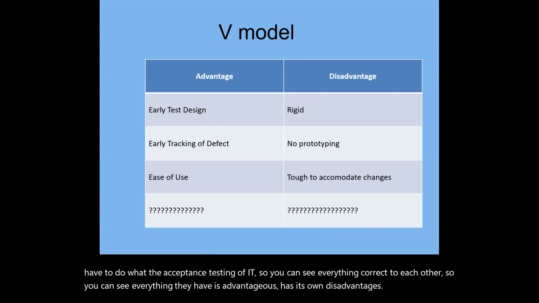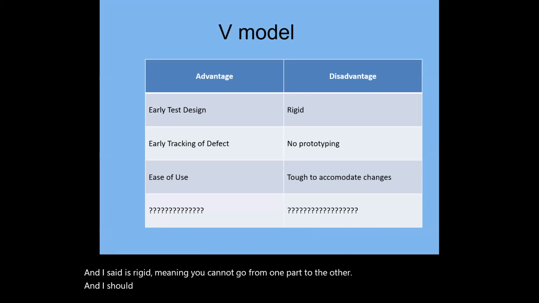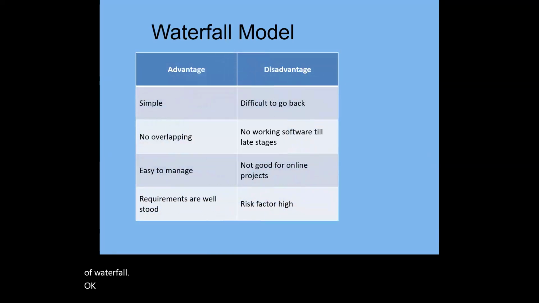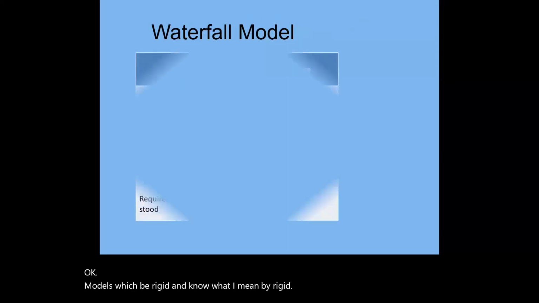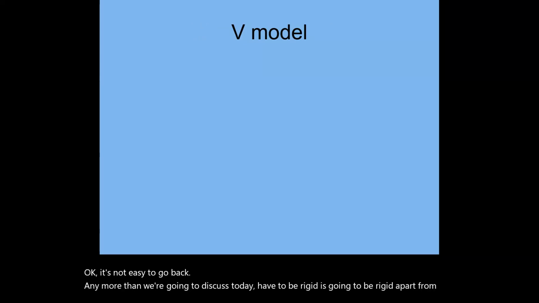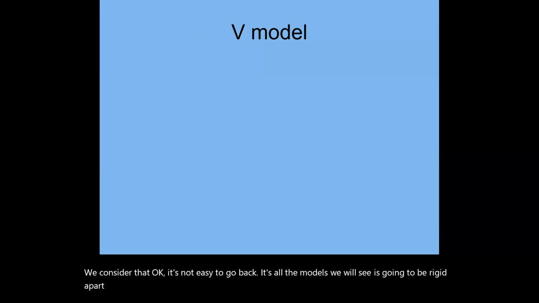And I said it's rigid, meaning you cannot go from one part to the other. I have to tell you that all the models we see are going to be rigid, be that the waterfall model or any other. All these models will be rigid. It's not easy to go back. Any model we're going to discuss today has to be rigid, apart from agile. We will elaborate more on agile when we get to it.